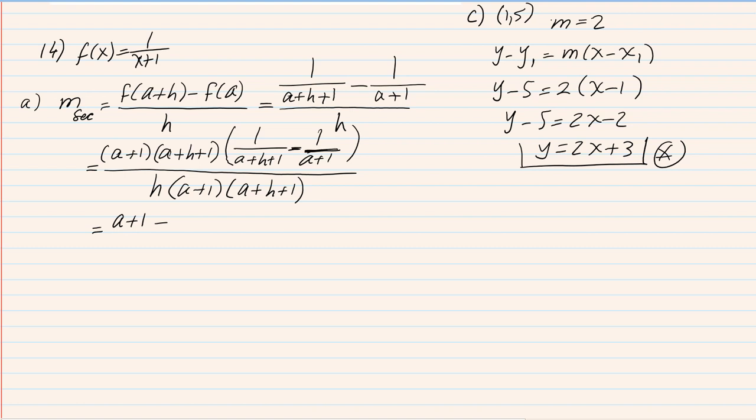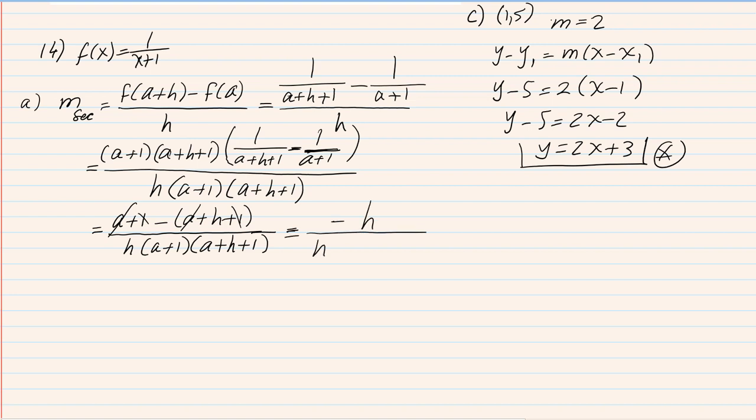And now I can write this as negative of a plus h plus 1 divided by all of that stuff in the denominator. And then if I distribute the sign in the numerator, I get rid of those, 1 and negative 1 add to 0, so I have negative h over the denominator, which has an h in it, a plus 1, a plus h plus 1. Divide h by h, because you're about to cross it out.